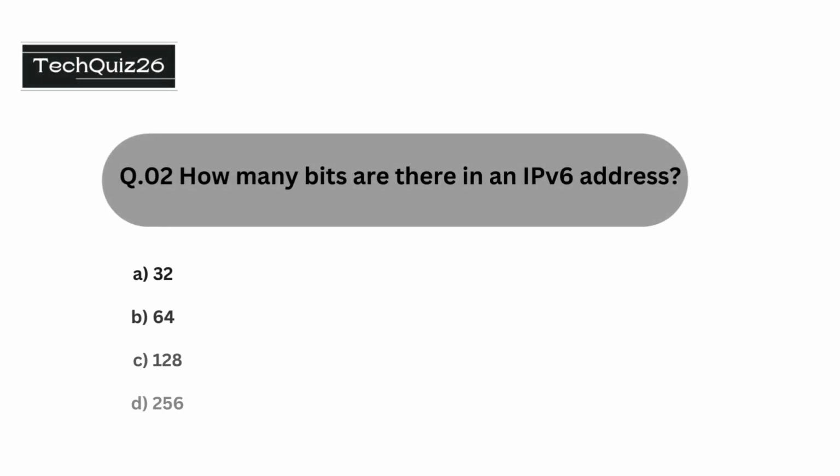Question number 2 is, how many bits are there in an IPv6 address? The options are 32 bits, 64 bits, 128 bits, 256 bits. The correct option is 128 bits.